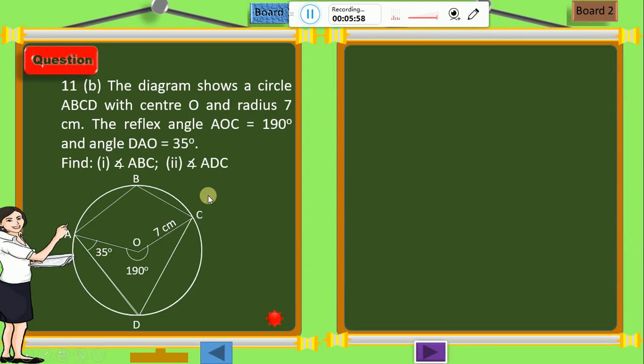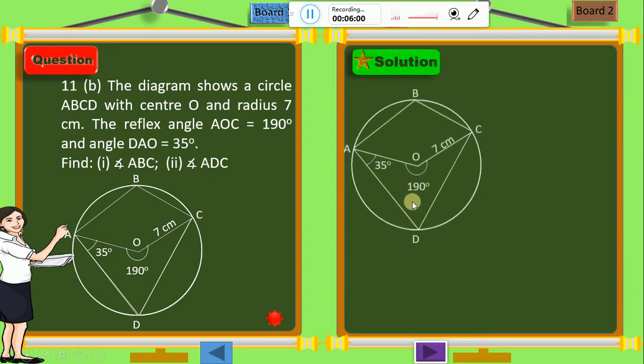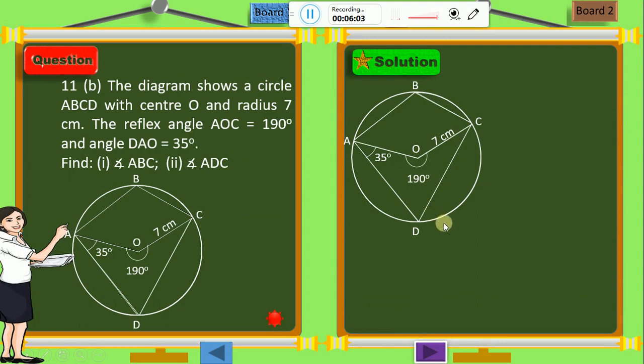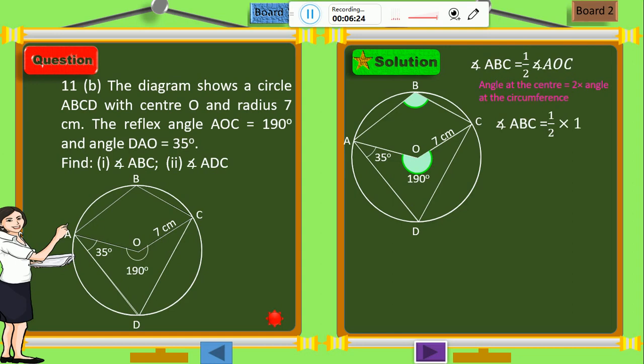That's on circle geometry. Then we repeat the diagram here. Angle AOC is twice angle ABC. ABC is equal to half of angle AOC. Angle at the center is equal to twice the angle at the circumference. Therefore, angle ABC is equal to half of 190 degrees, giving us angle ABC as equal to 95 degrees.